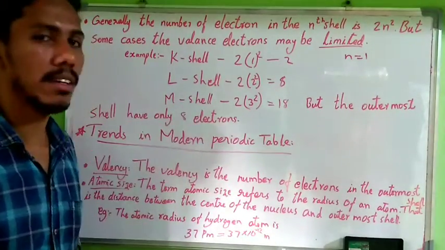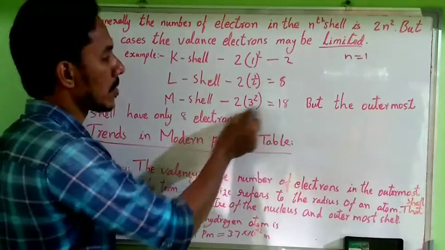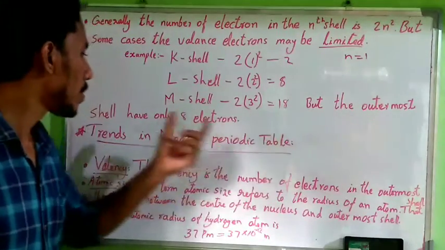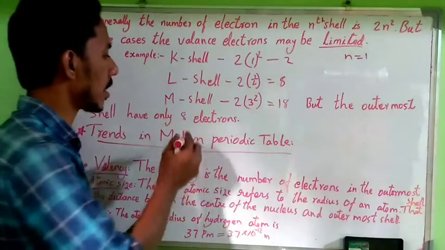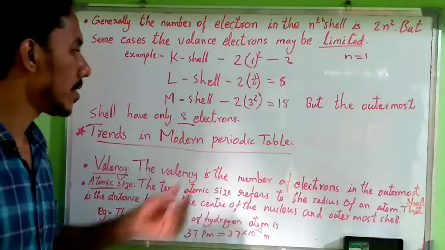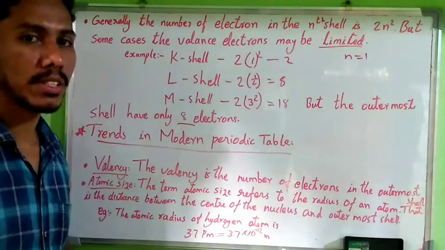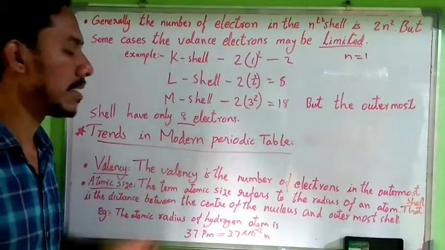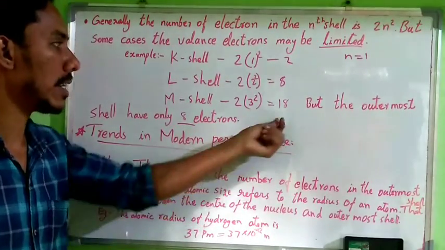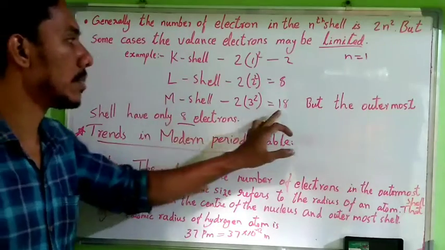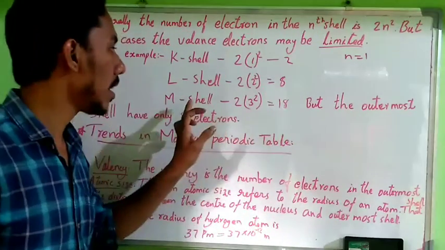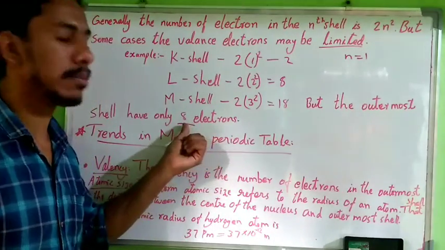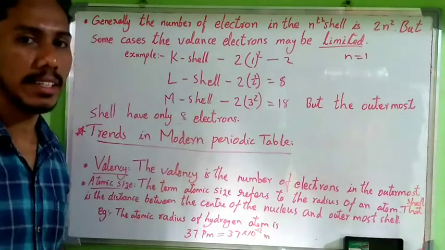In the case of the M shell, the number of electrons is 2 into 3 square, which is 18, but the outermost shell has only 8 electrons. We should note it. For the outermost shell, that shell only occupies 8 electrons, not 18. You have to note this property. If the M shell is the outermost shell, then it only contains 8 electrons. The maximum capacity is only 8 electrons.